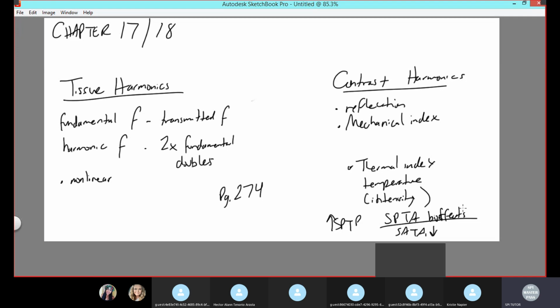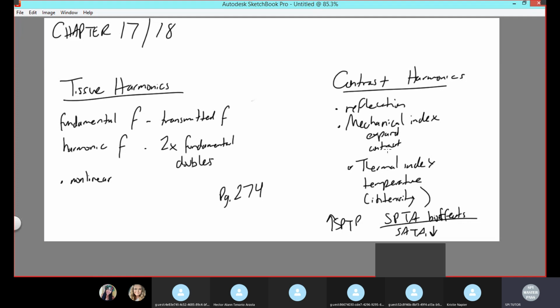Mechanical index is mechanical, so it deals more with something physical. These contrast microbubbles are going to expand and contract. And when they do that, that's when they create the reflection. Okay, and that's when we get that reflection, and we get that prettier image. So that's really all you need to know about that.